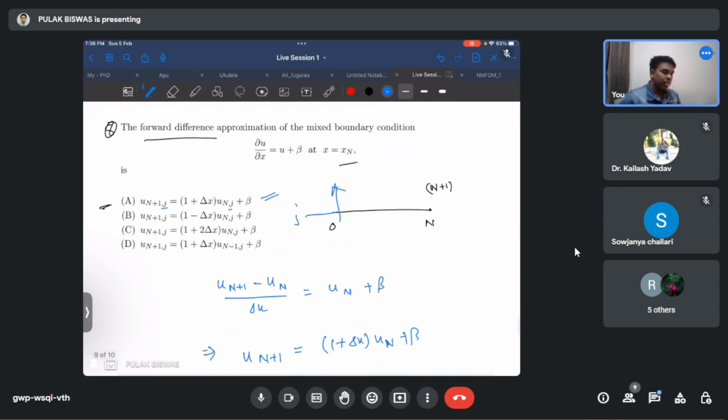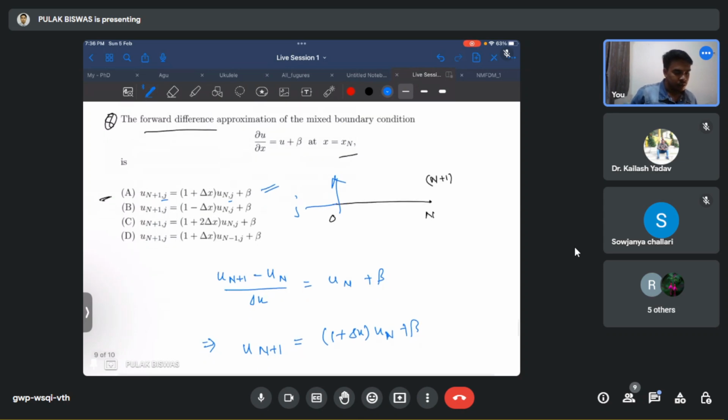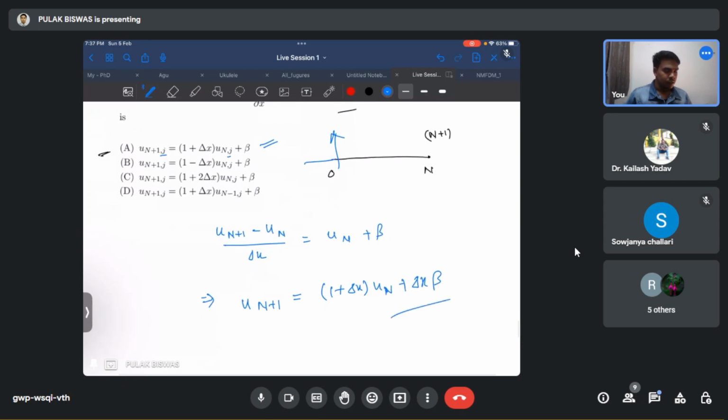Beta is constant, so yeah, there should be delta x. So there should be delta x, I guess. Yeah, as well. Maybe the options are incorrect. Yeah, this one should be the answer.